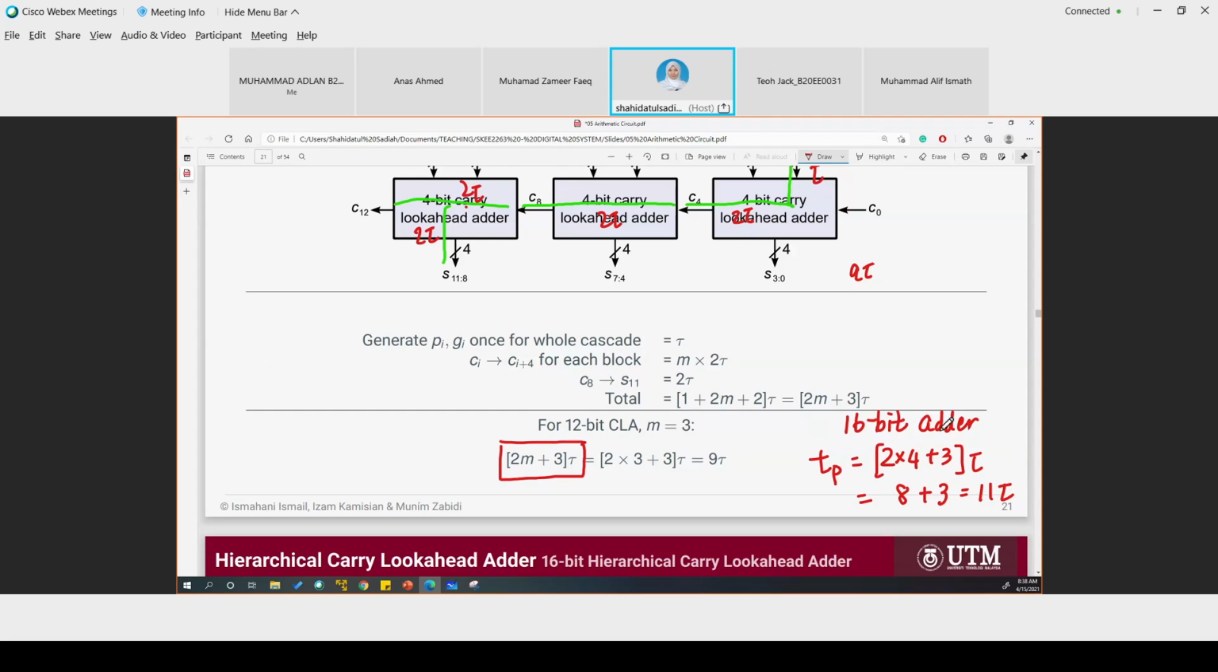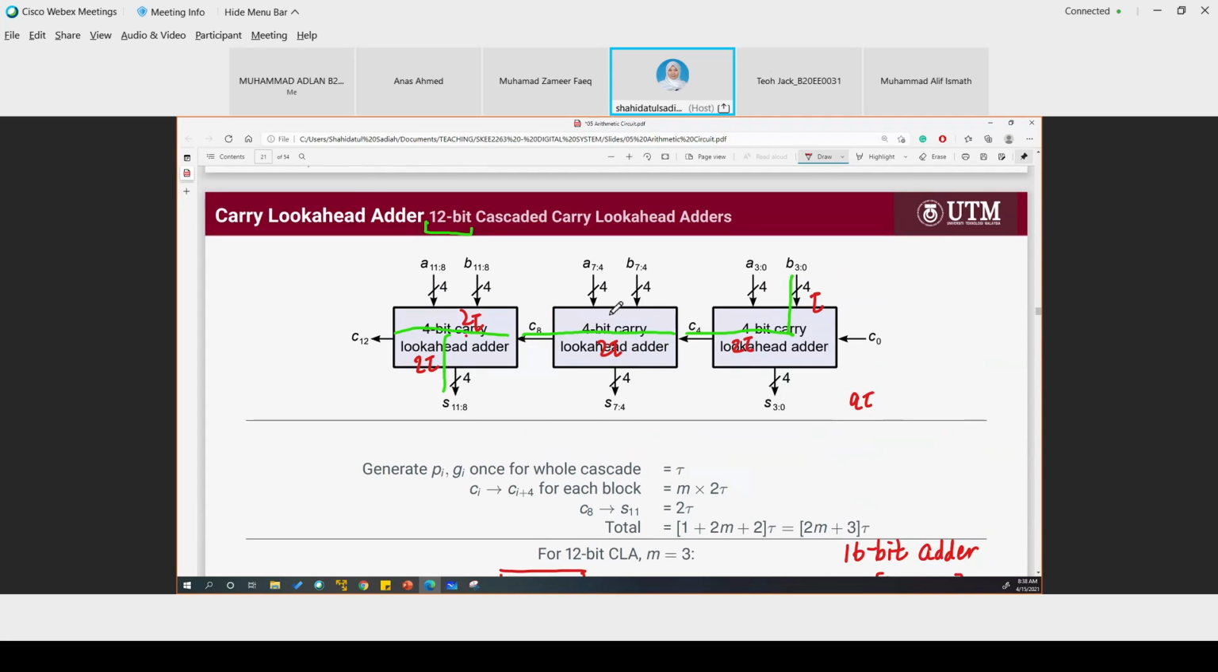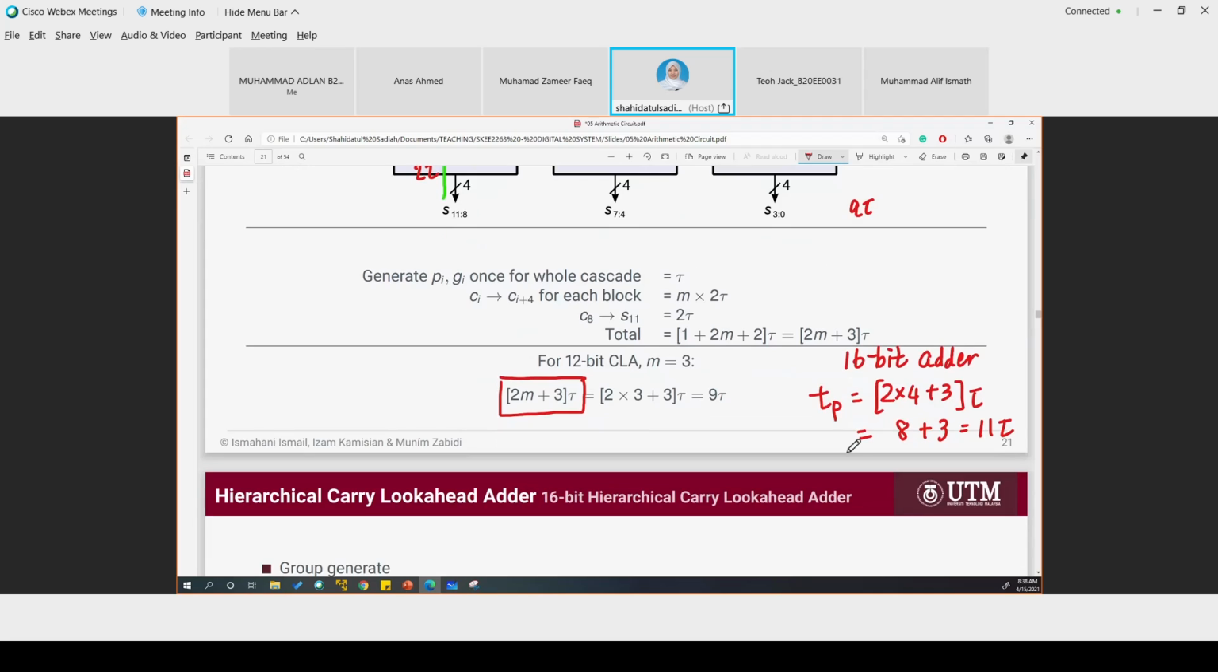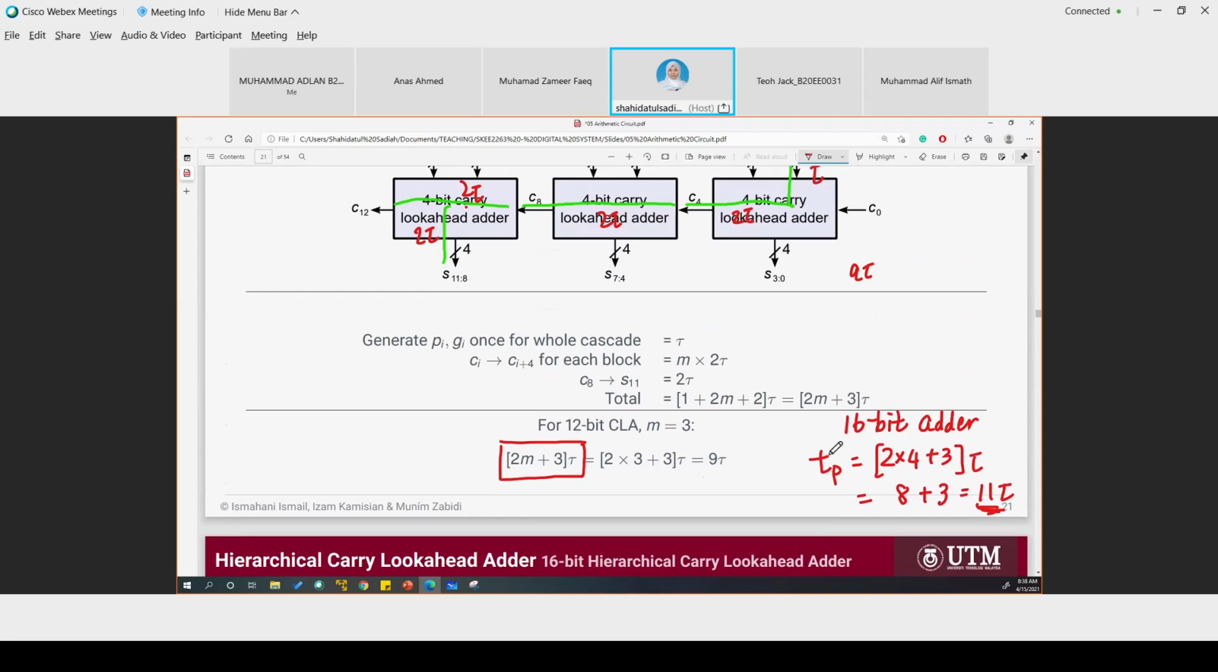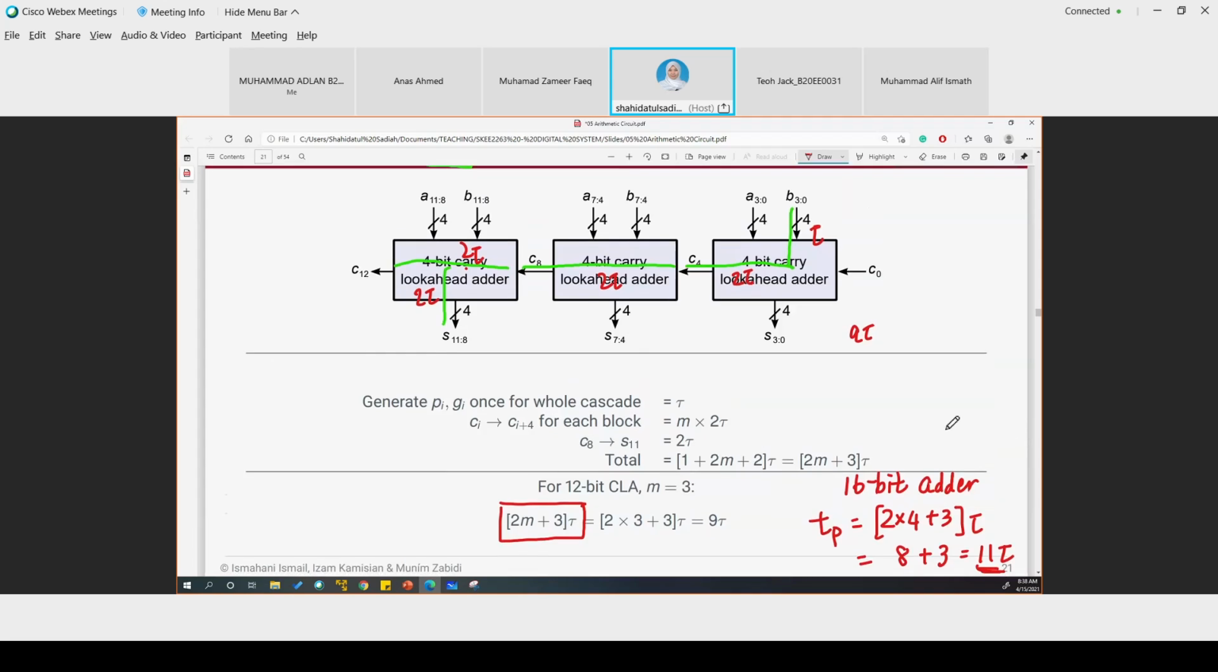So, a 16-bit adder using 4-bit carry look ahead adder blocks cascaded like this will have 11 tau. Okay, the propagation delay, or the delay, is 11 tau. All right. So, can we improve this? Yes, we can. Wait. What's the problem with this one?